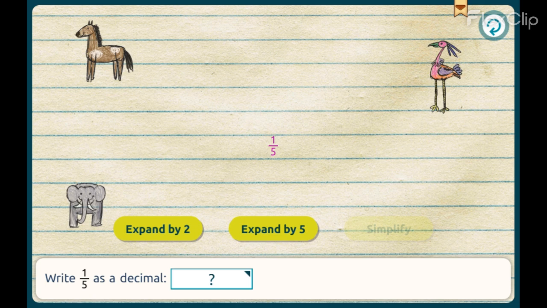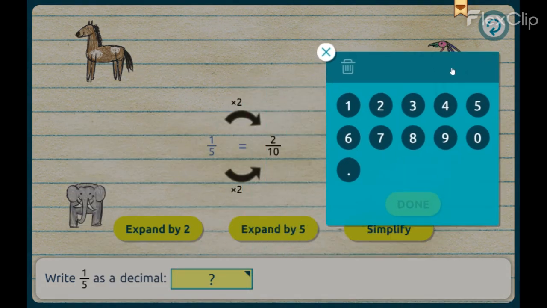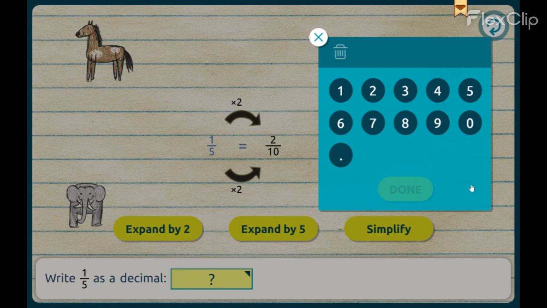We know that our destination is 10, and we know we can multiply 5 by 2 and we get 10. Let's try. 1/5 is actually 2/10. And right now we can divide 2 by 10. Every time we divide 2 by 10, we take only 2 pieces of pizza out of 10 available, because we divided our pizza into 10 pieces and we're taking only 2 parts out of 10, which means we have 0 whole pizzas and 2 parts out of 10.